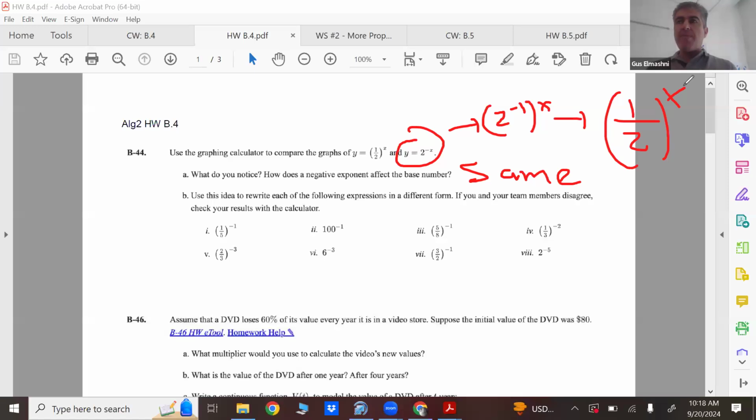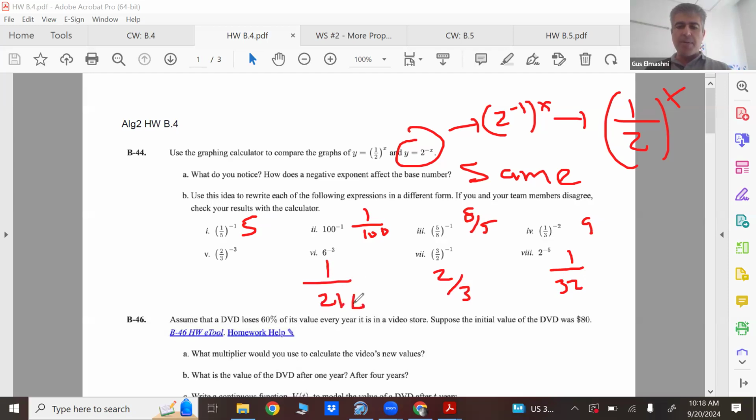So those are the same graphs. If you were to graph it, because 2 to the negative x is 2 to the negative 1 raised to the x. Negative exponents flip. So it's the same thing. That's what you notice. And all these here are pretty straightforward. That's 5. That's 1/100. That's 8/5. That's 9, because you have to do 3 squared. That's 1/32. That's 2/3. That's 1/216. I'll slow down a little bit in a sec. And that's 27/8.